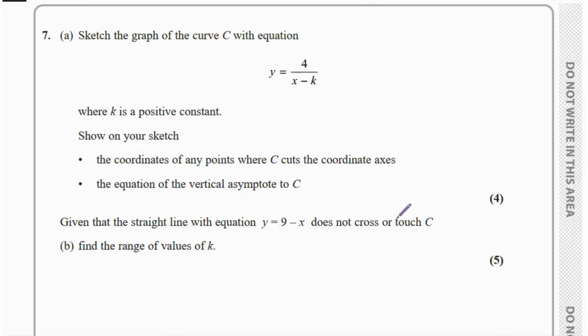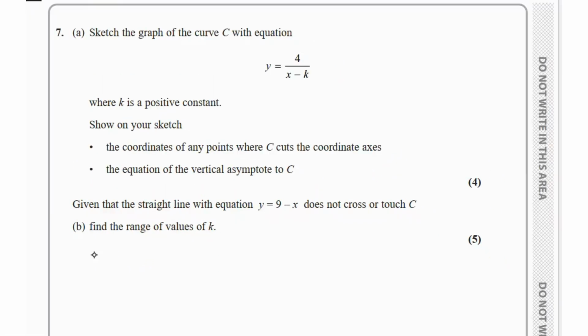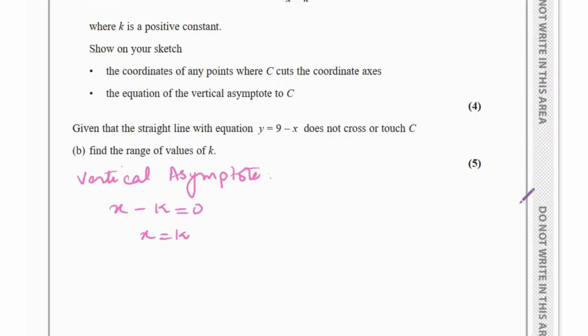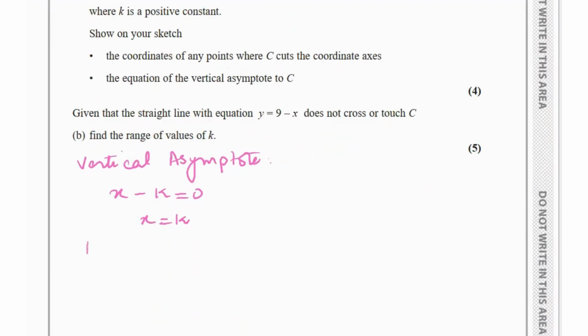So over here for the vertical asymptote, the denominator is equal to 0. So x equals k. This is your vertical asymptote. Now for the y-intercept and x-intercept, we do the x-intercept first. Put y equals 0.